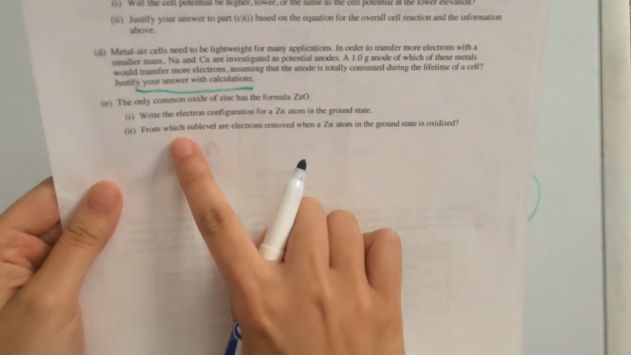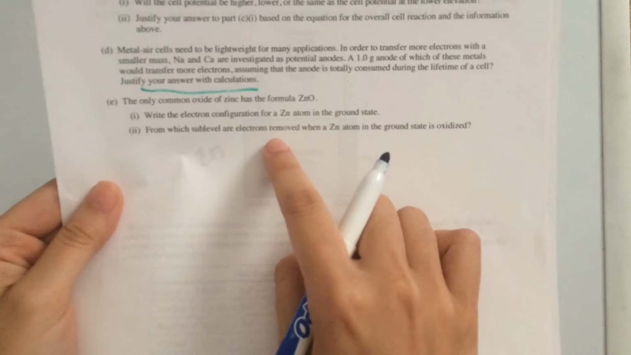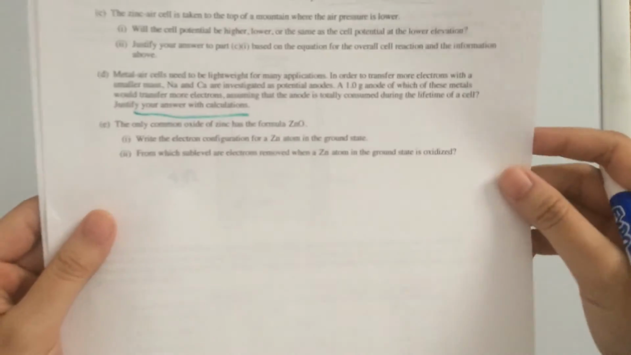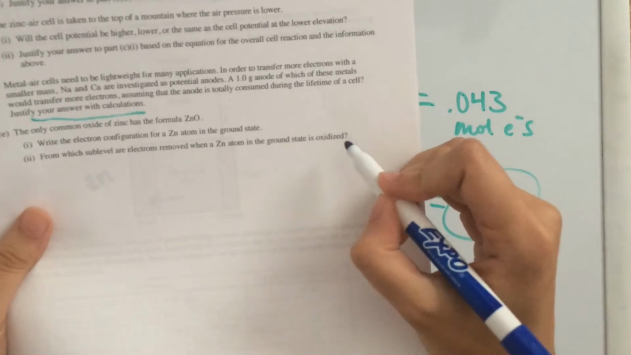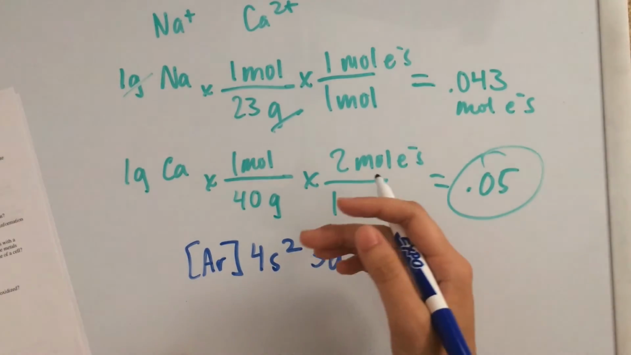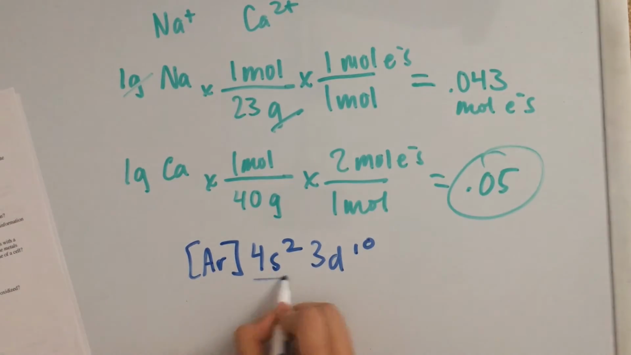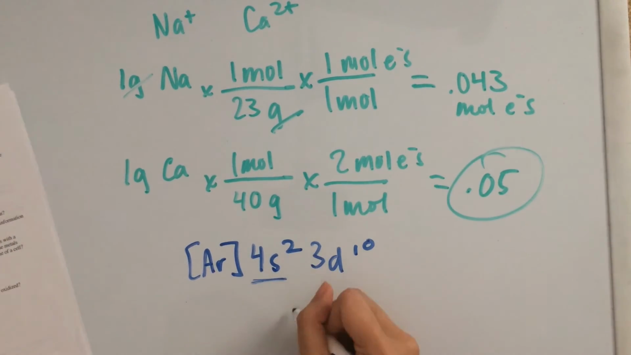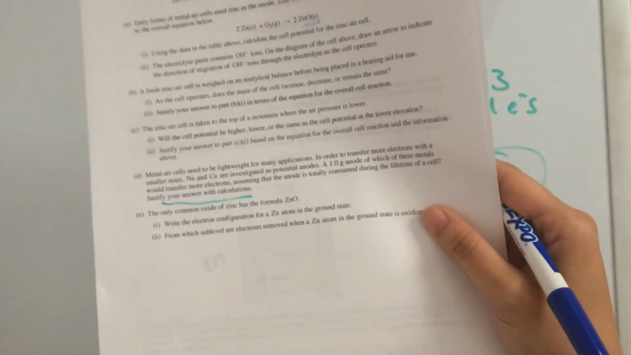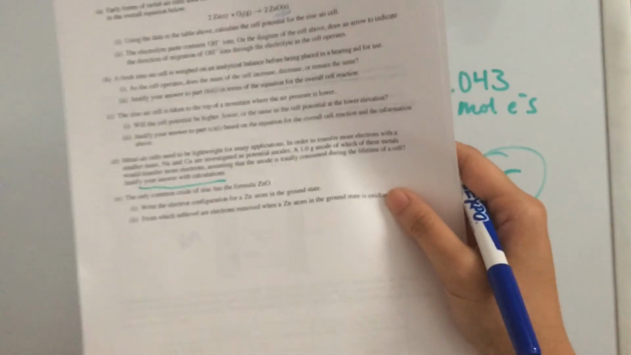And then it's saying, from which sublevel are electrons removed when a zinc atom in the ground state is oxidized? So oxidation is when you lose electrons. Don't forget that. So when you lose an electron, it's going to come out from the outermost energy level, which is 4, because 4 is greater than 3. So we say that it's going to come out from the 4s sublevel. And we've basically answered all of this free response question.